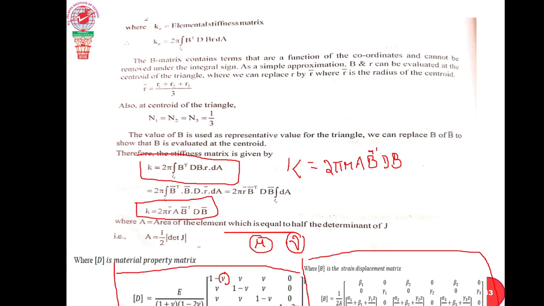Where r bar is called what? R bar is the radius of the centroid, that equals r1 plus r2 plus r3 divided by 3.